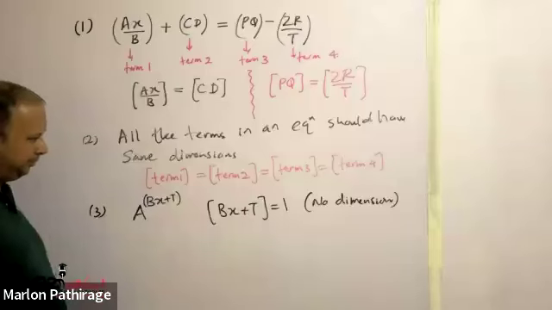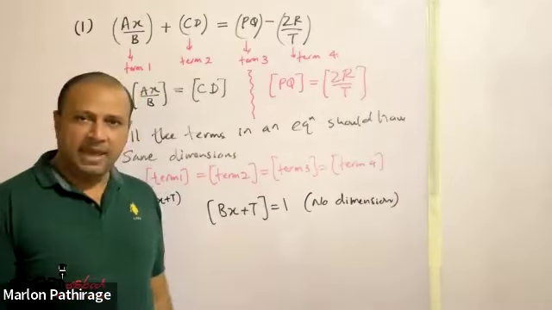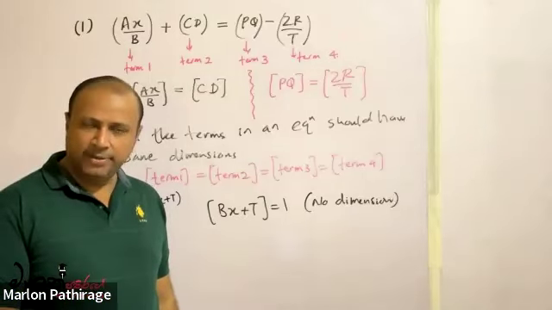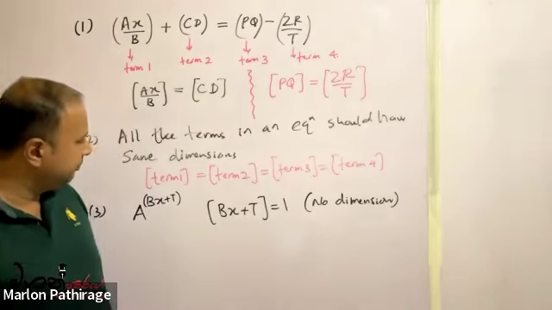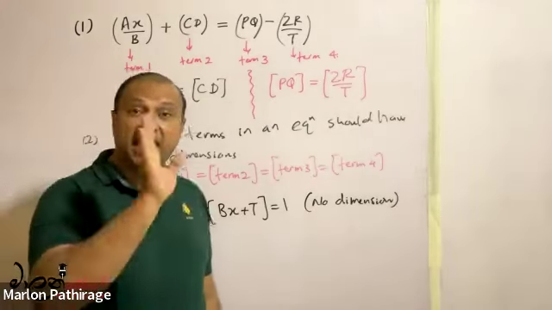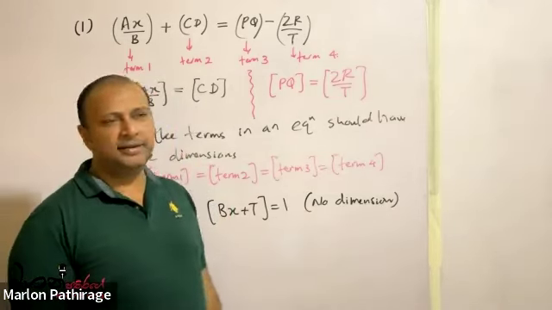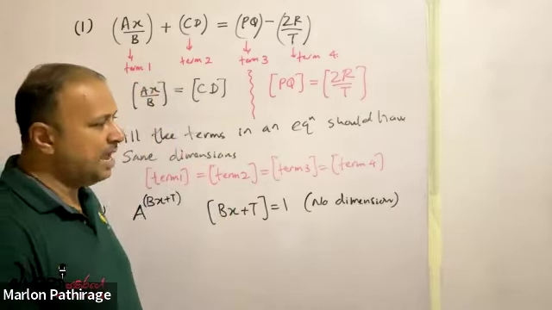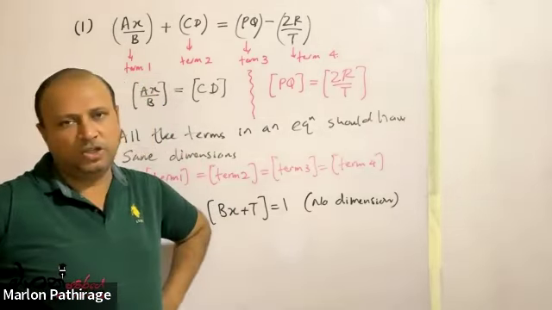Therefore, the third rule is, as the index is a number, it has no dimension.